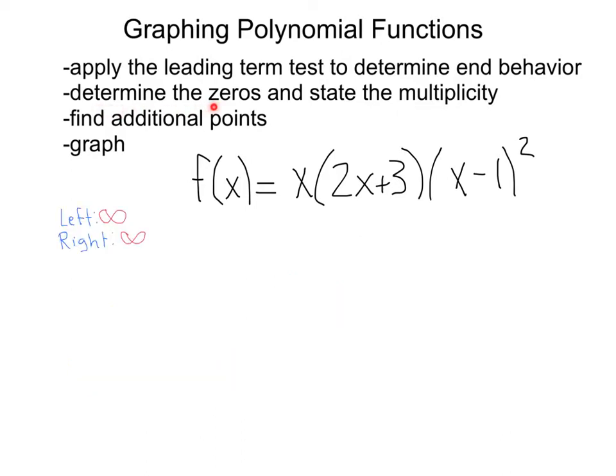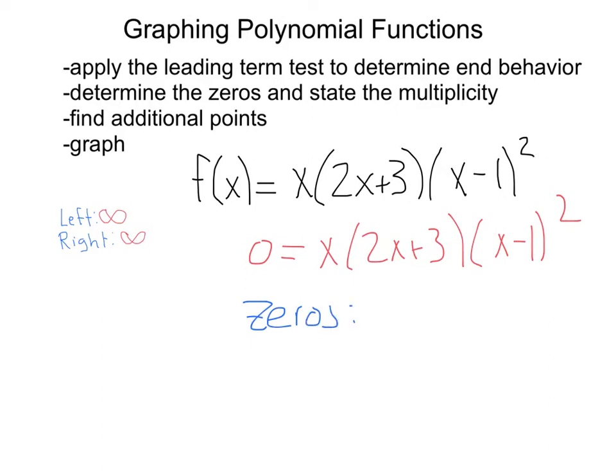Next up, we want to find our zeros. To find my zeros, I'm just going to say that 0 equals x times 2x plus 3 times x minus 1 squared. Here are my zeros. I'm going to get my zeros at x equals 0, negative 3 halves, and 1 with a multiplicity of 2. Since we have this x minus 1 squared, I have a multiplicity of 2. So there are my zeros.